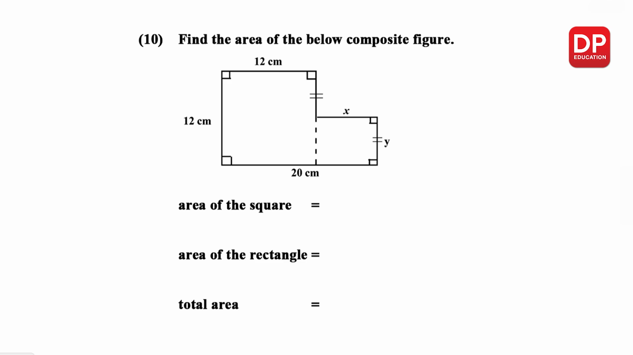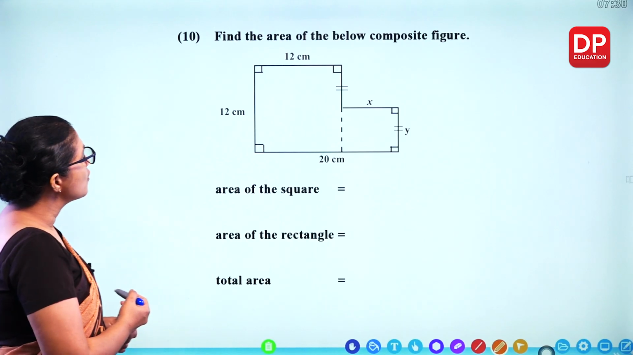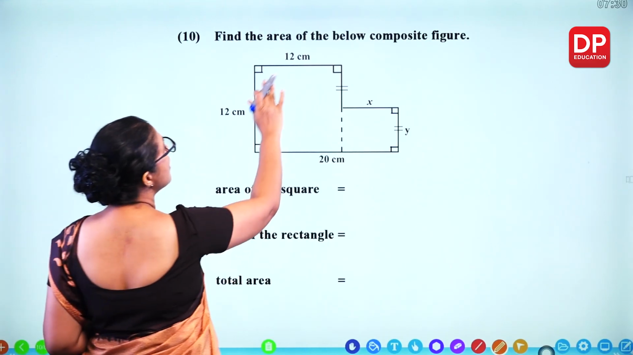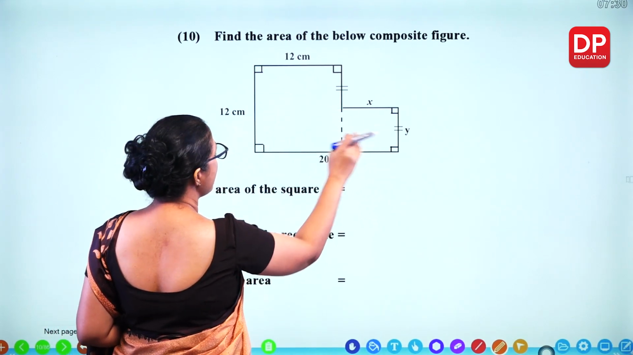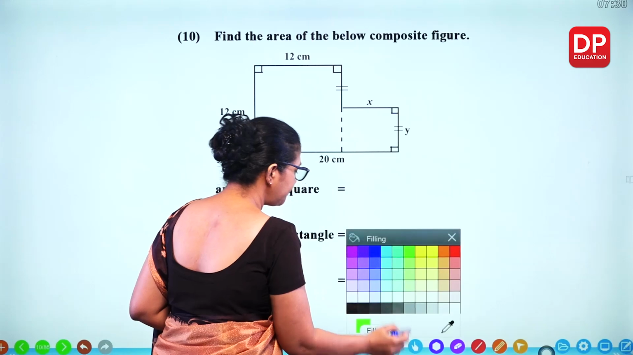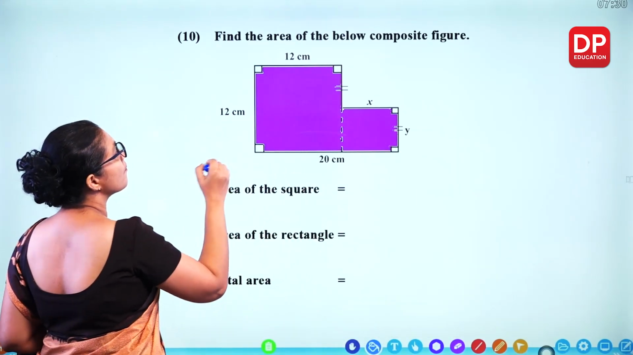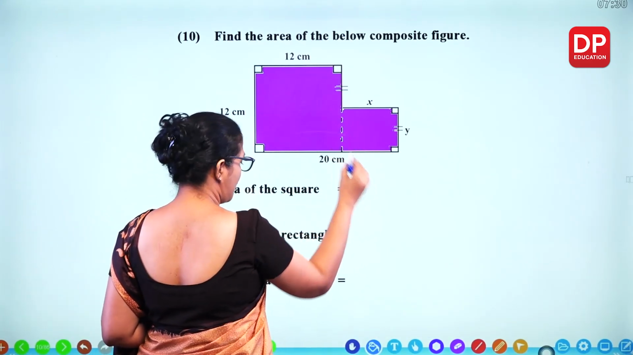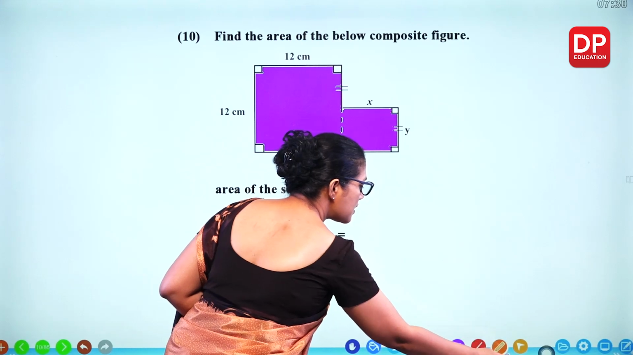Find the area of the below composite figure. So in this one, you get a square and a rectangle. So we'll first find the area of the square. We'll do this one. We'll close it.